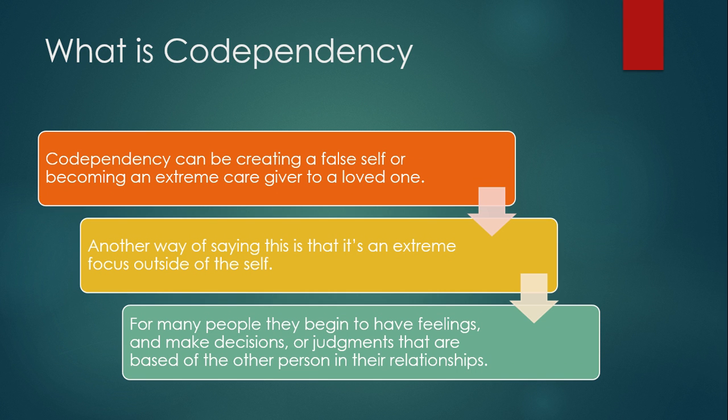So what is codependency? Codependency can be creating a false self or becoming an extreme caregiver to a loved one. Another way of saying this is that it's an extreme focus outside of the self. For many people, they begin to have feelings and make decisions or judgments that are based off the other person in their relationship.